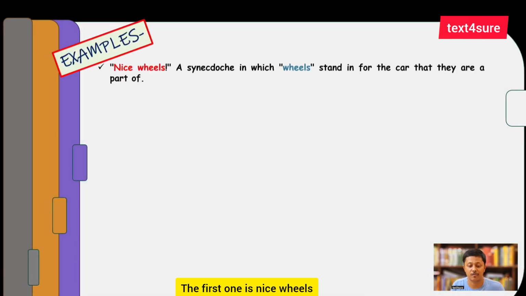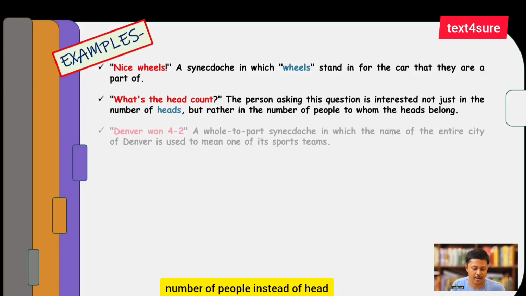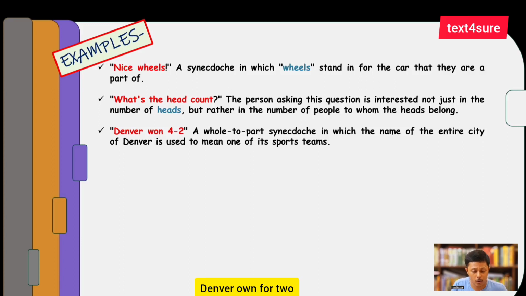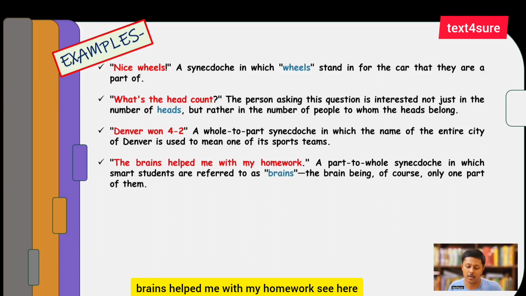The first one is "nice wheels," a synecdoche in which wheels stand in for the car that they are part of. "What's the head count?" That head count suggests the number of people instead of heads. "Denver won 4-2." That means a whole to part synecdoche is here, in which the name of the entire city of Denver is used to mean one of its sports teams. "The brains help me with my homework." See here, brains. The brain being, of course, only part of the body, a complete body. So a part to whole synecdoche is here.